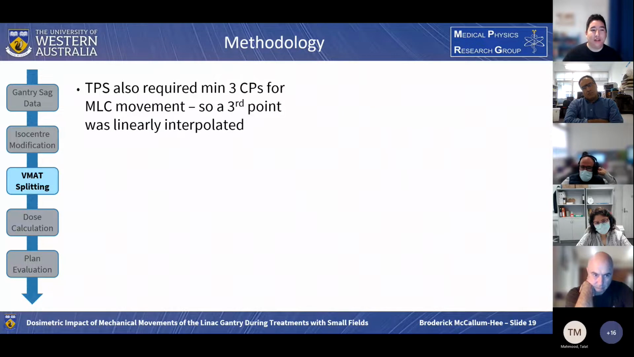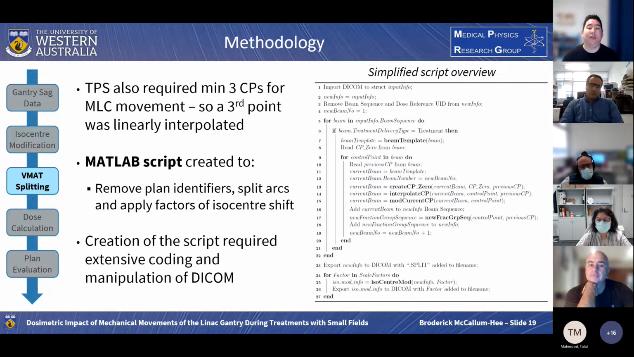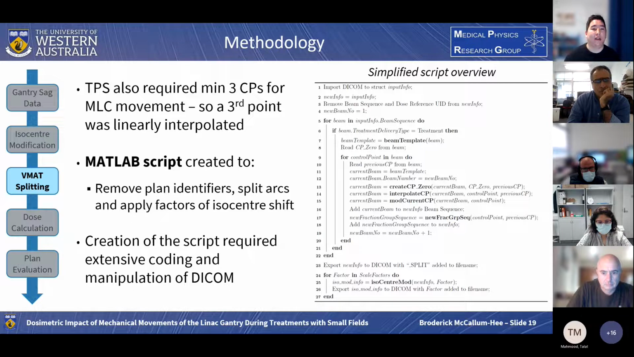Another issue found in this process that made it even more difficult was that the TPS required a minimum of 3 control points from MLC movement. So we had to interpolate a 3rd point between each of these control points. To do this, a Matlab script was created, and a simplified structure of the script is shown on the right, but I won't be working through that line by line for the constraints of time. However, this script removed plan identifiers, and this enabled easier management of the plans and movement of them between different categorization folders in the TPS. It split the arcs, and it applied factors of isocentre shift from that previously shown graph.